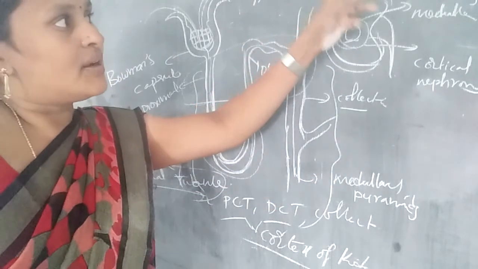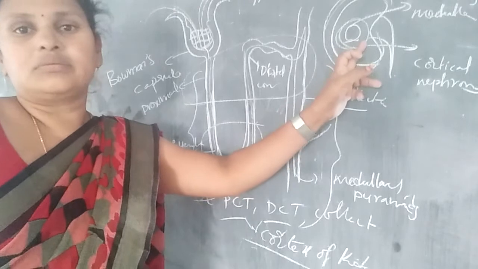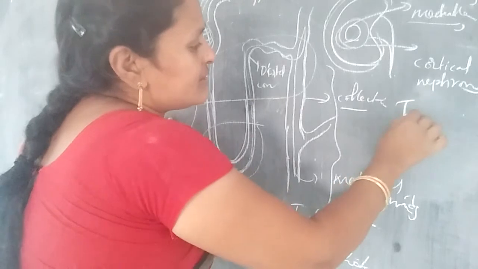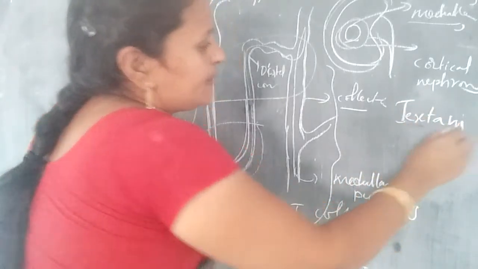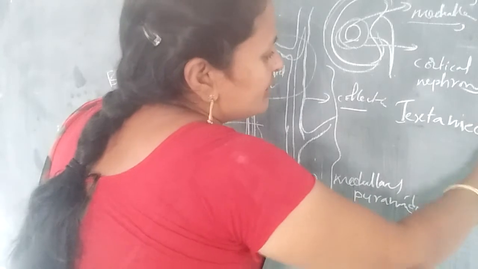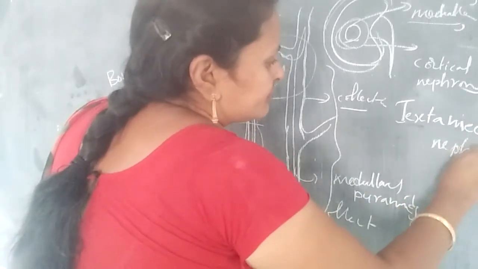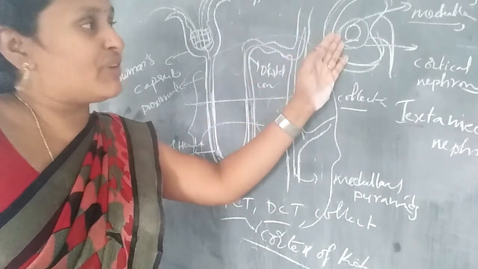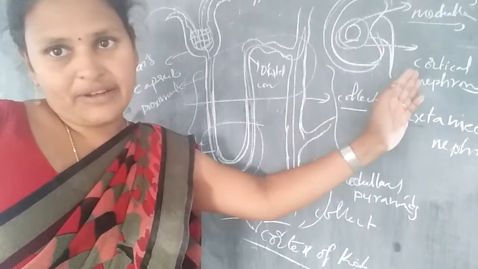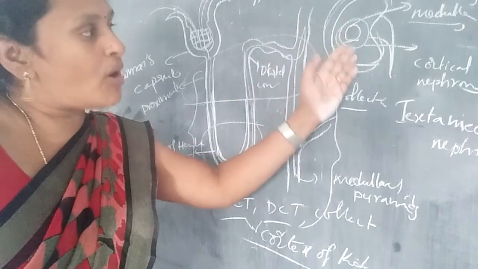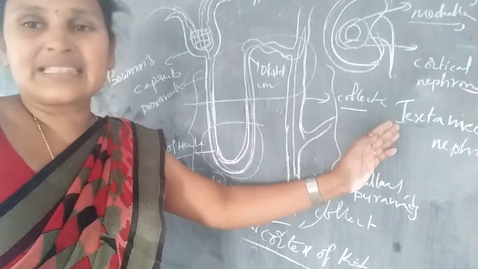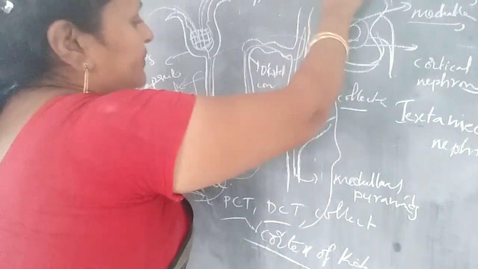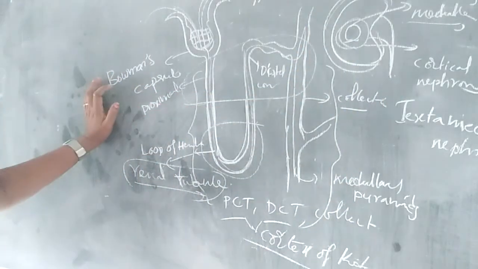Where the loop of Henle is present for a very long distance in the medulla, that is called a juxtamedullary nephron. So the loop of Henle that is present a very little bit in the medulla is the cortical nephron, and the loop of Henle that is very long in the medulla is the juxtamedullary nephron. So these are the two main types of nephrons based on the loop of Henle. Okay, so this is the structure of the nephron.